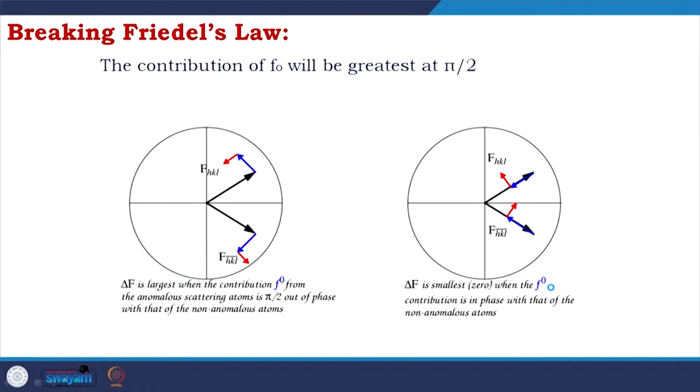So, the contribution of F0 will be greatest at pi by 2 and smallest when F0 is 0. If you see, the delta F difference is largest when the contribution F0 from the anomalous scattering atoms is pi by 2 out of phase with that of the non-anomalous atoms, and delta F is smallest when the F0 contribution is in phase with that of the non-anomalous atoms. So, you will clearly see the difference here of the contribution, and that is used to determine the phase.